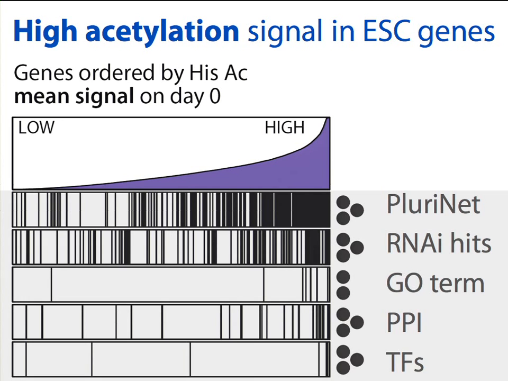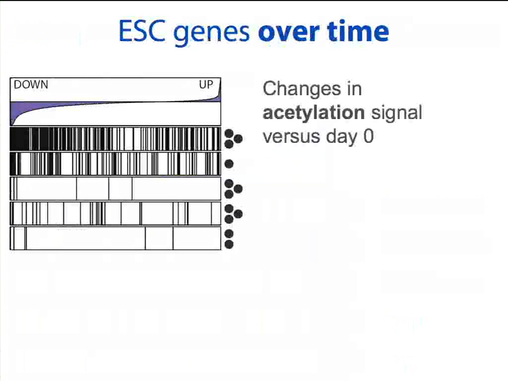Now, this is what happens over time. Look at the acetylation signal versus day 0, so that's day 5 versus day 0. Some of them go up, most of them go down. It's the same 5 gene sets again, and you see now they're all on the left.